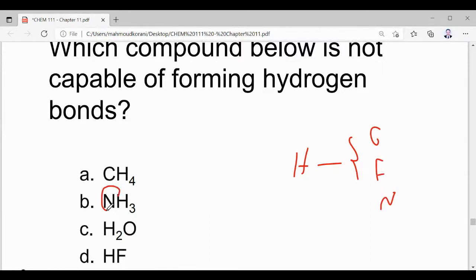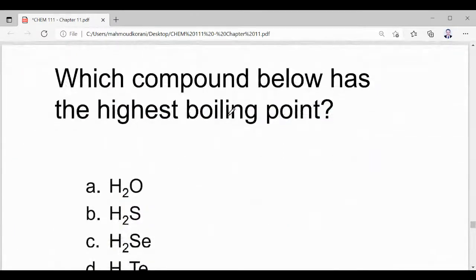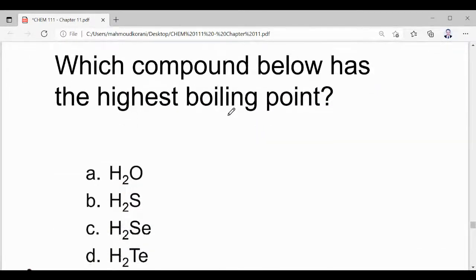Okay, so here it can form hydrogen bonding. The right one is methane, which is a non-polar compound. Which compound below has the highest boiling point?